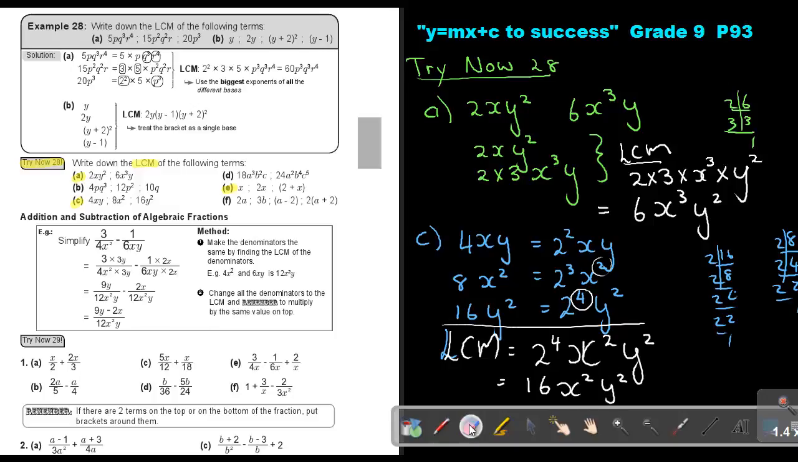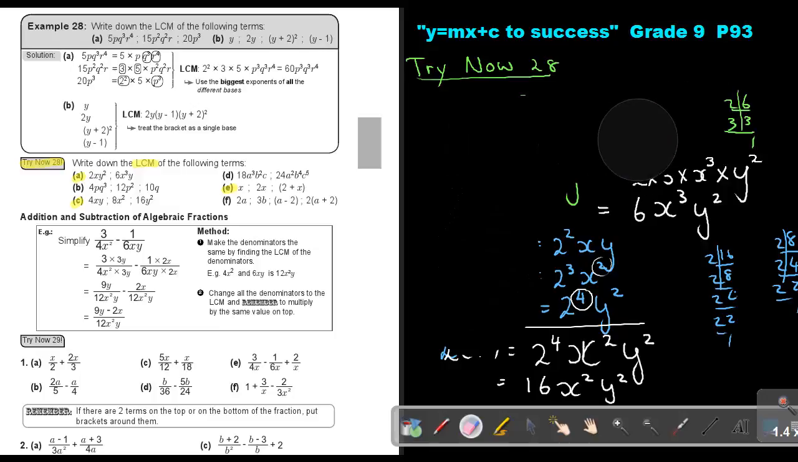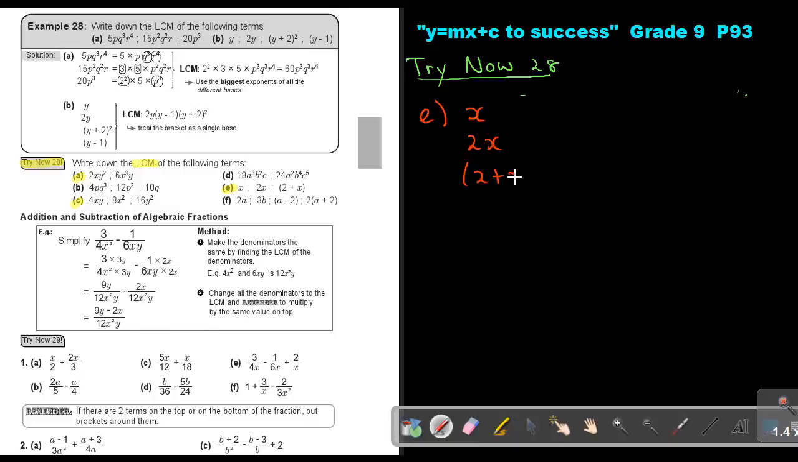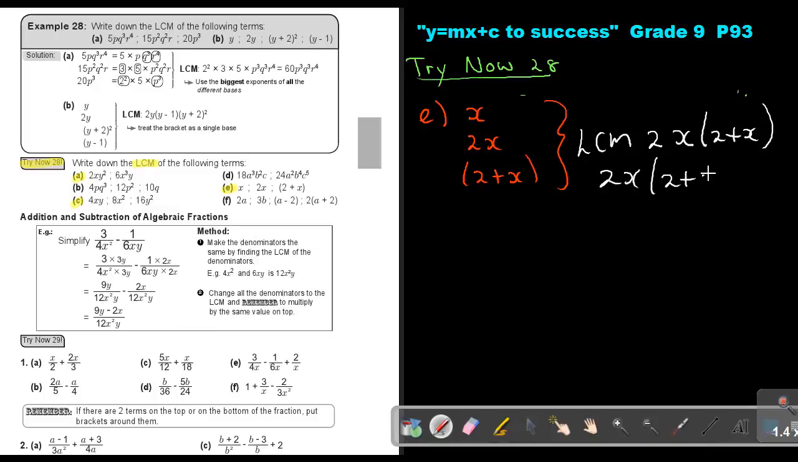Okay. Now I'm just going to make space for the last one. If I look at the last one, that's number E. It's x, 2x, and the bracket 2 plus x. This is actually already in the simplest form, so I don't have to find the product of prime factors. For the lowest common multiple, it will be a 2, an x, and the bracket 2 plus x. So basically, it's just 2x(2 plus x), and that's going to be my lowest common multiple.